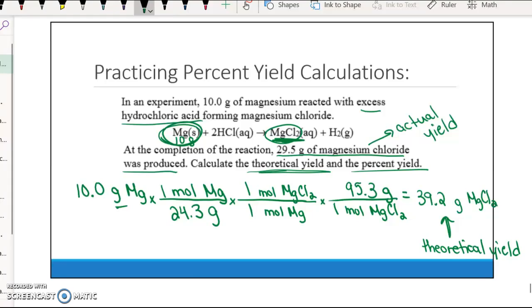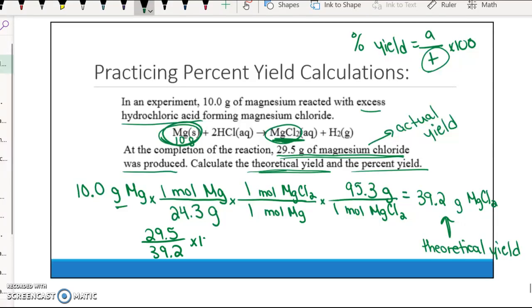Now the next part we're doing is the percent yield. So remember, percent yield is actual over the theoretical times 100. Our actual, remember we labeled that before, is that 29.5 given in the problem. So we're going to divide this by our theoretical, that's going on the bottom. So 39.2. 29.5 divided by 39.2 times 100.